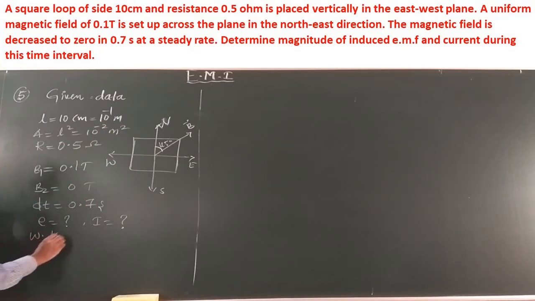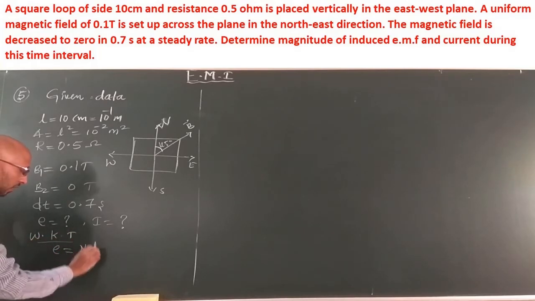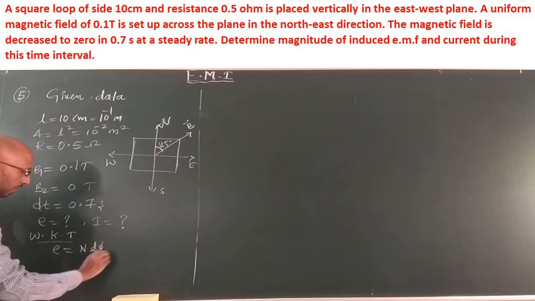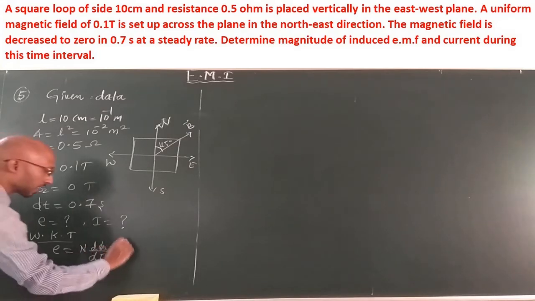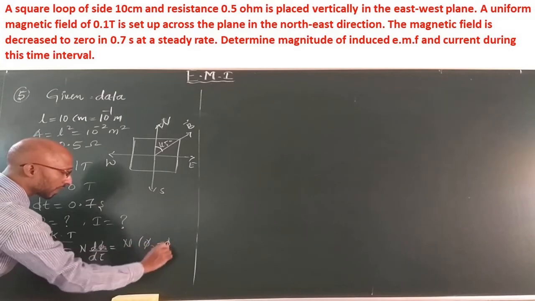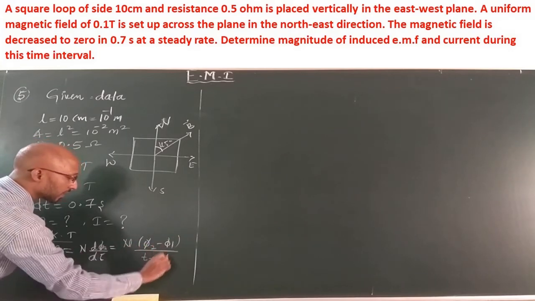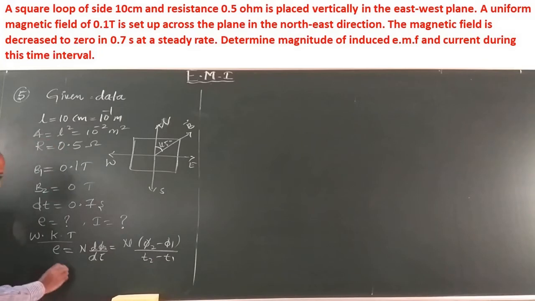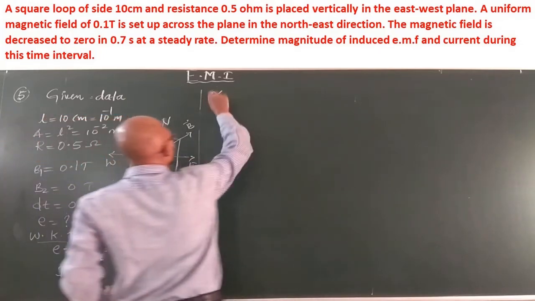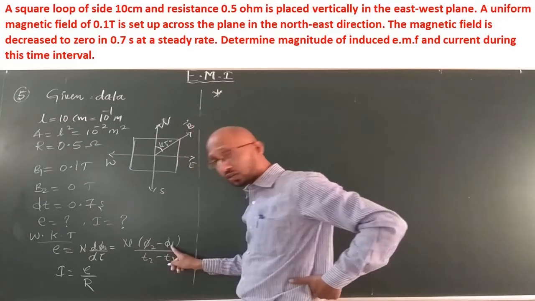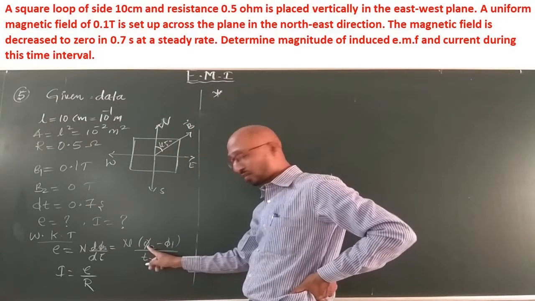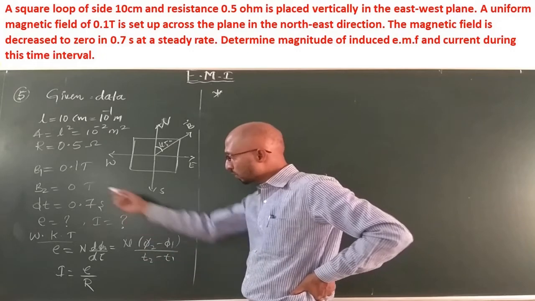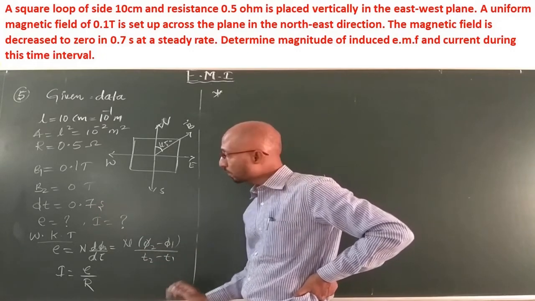Now we know how to find the induced EMF. Induced EMF will be N into d phi by dt, or N into phi 2 minus phi 1 divided by T2 minus T1, where current will be induced EMF divided by R. Now we are going to calculate first the initial flux value and the final flux value. The time interval is given, that is 0.7 second.